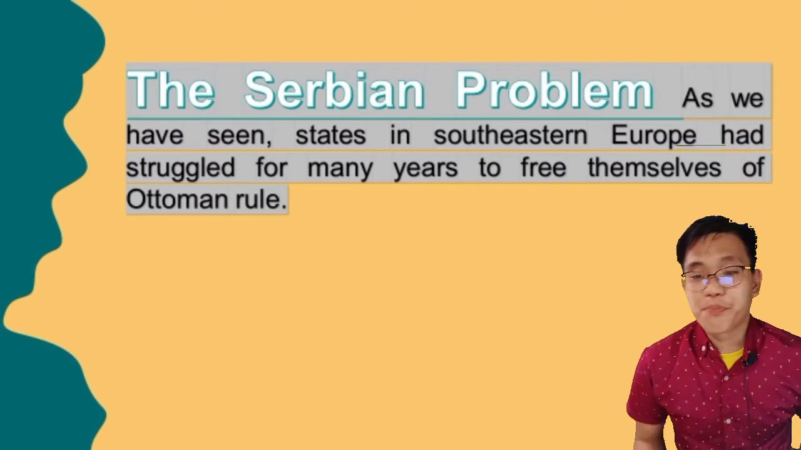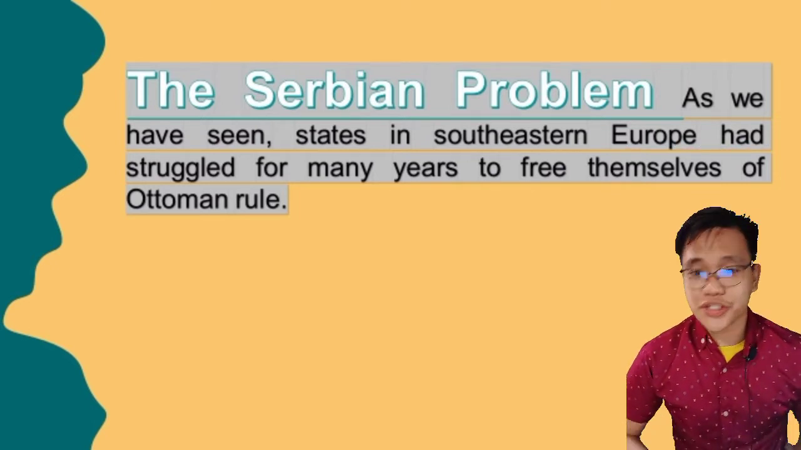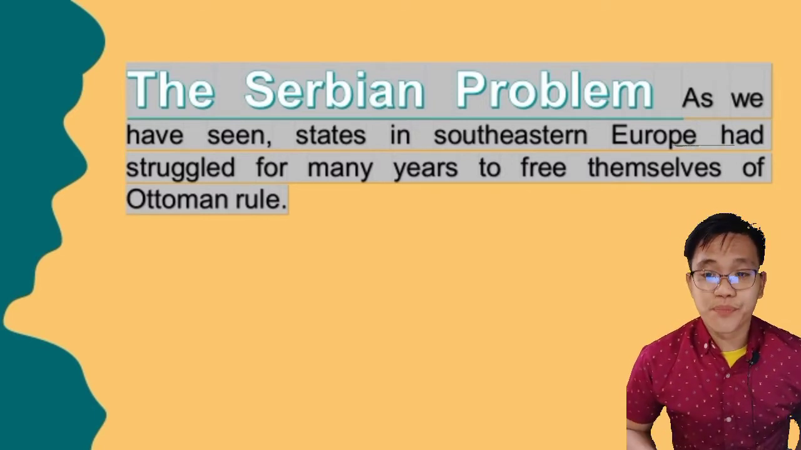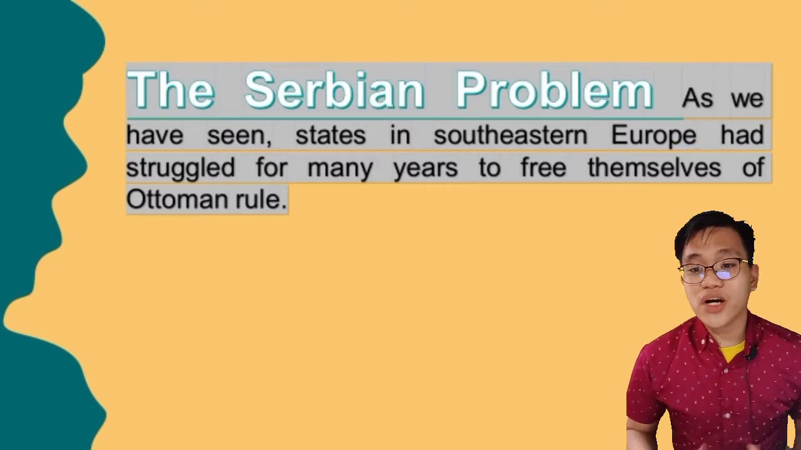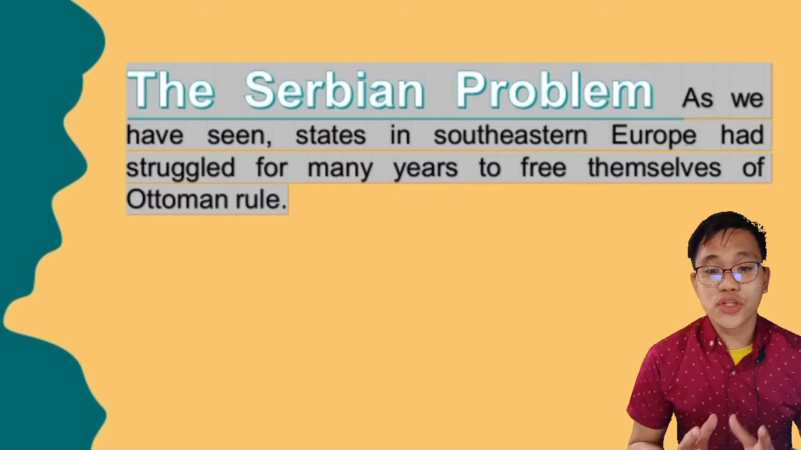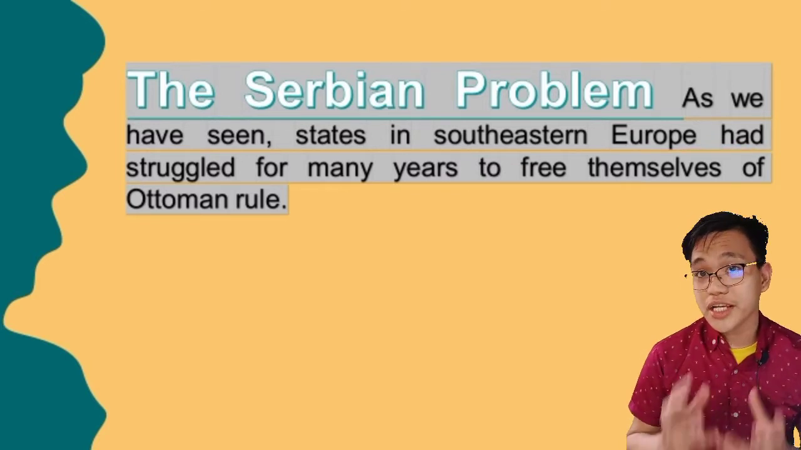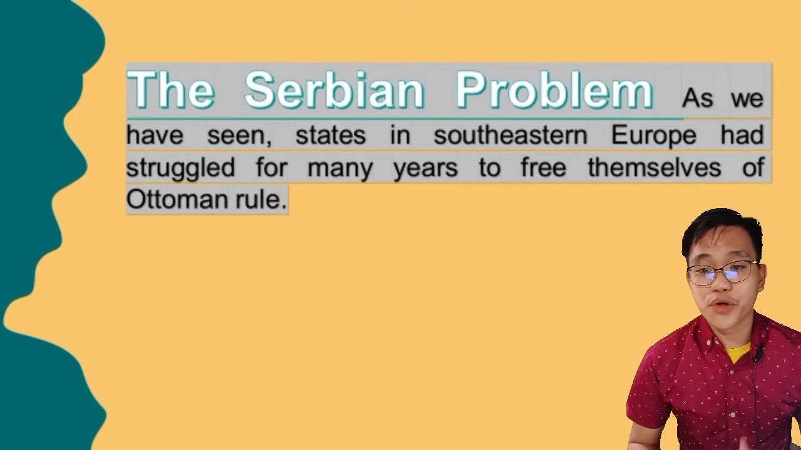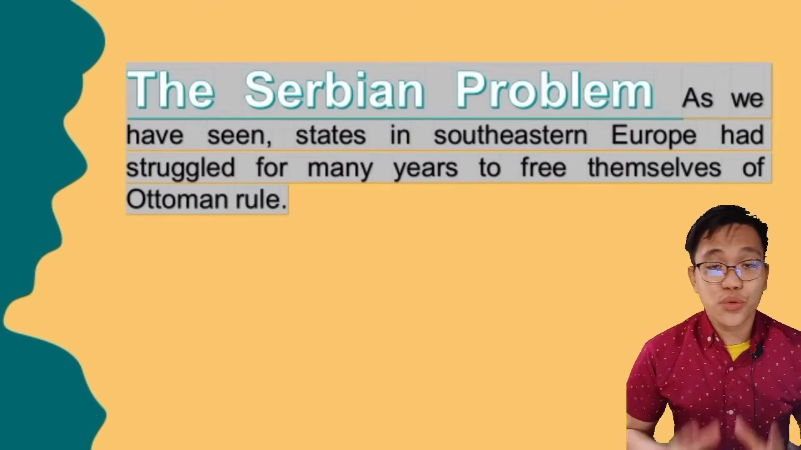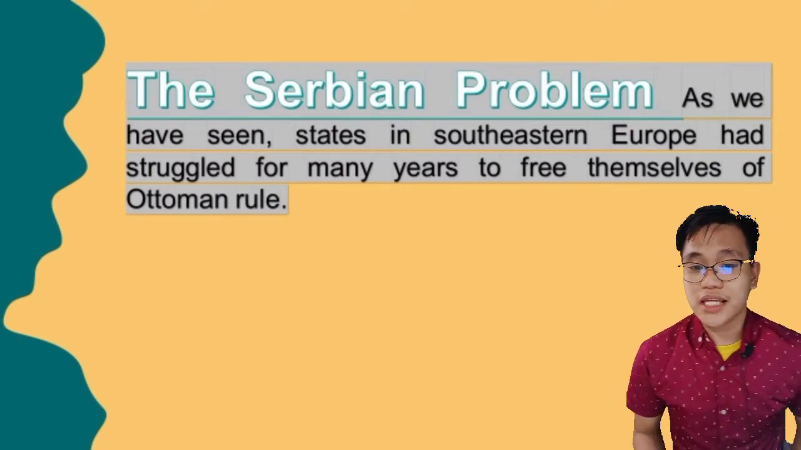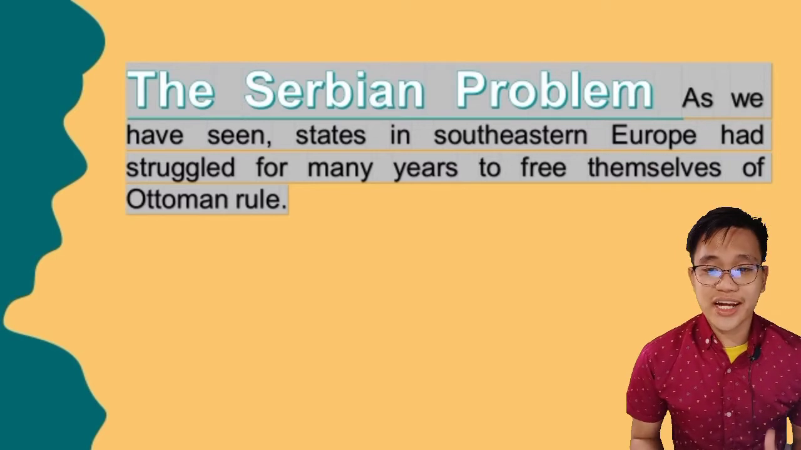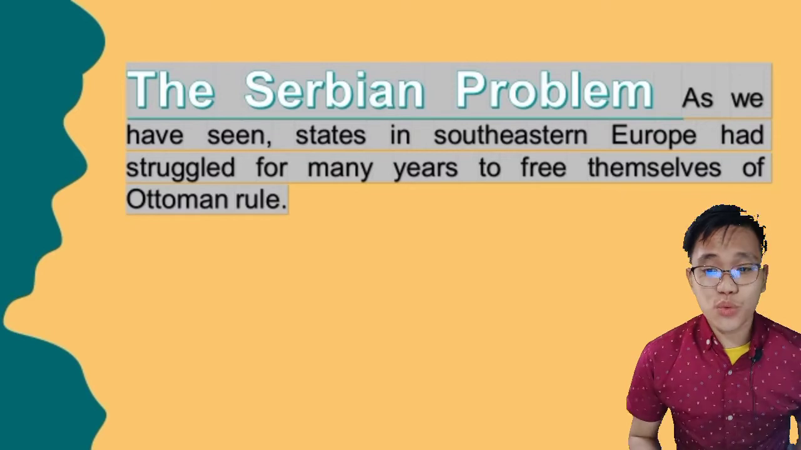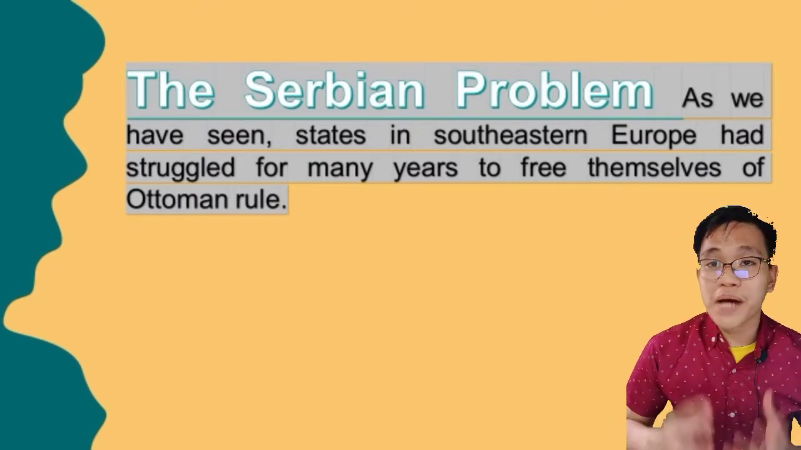The Serbian problem. As we have seen, states in southeastern Europe had struggled for many years to free themselves of Ottoman rule. Furthermore, the rivalry between Austria-Hungary and Russia for domination of these new states created serious tensions in the region. In 1914, Serbia, supported by Russia, was determined to create a large, independent Slavic state in the Balkans. Austria-Hungary, which had its own Slavic minorities to contend with, was equally determined to prevent that from happening.